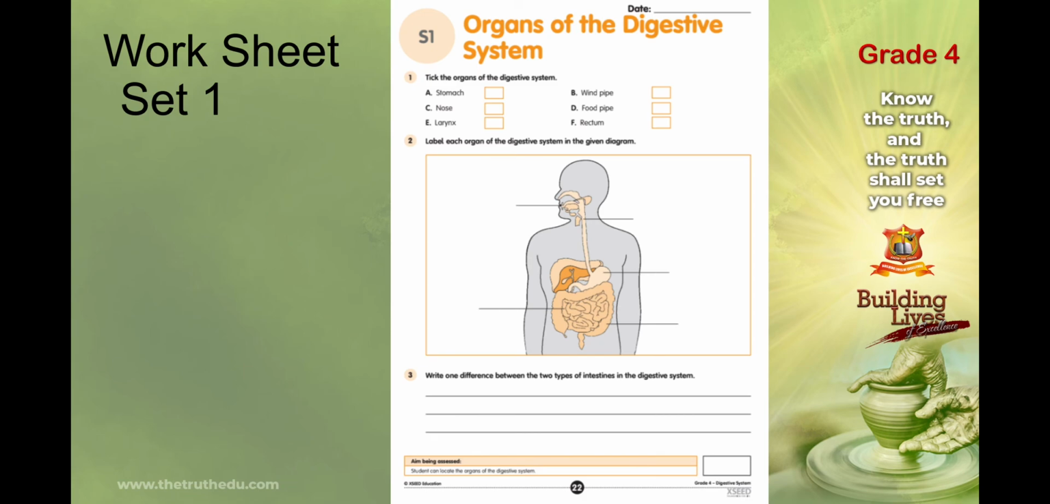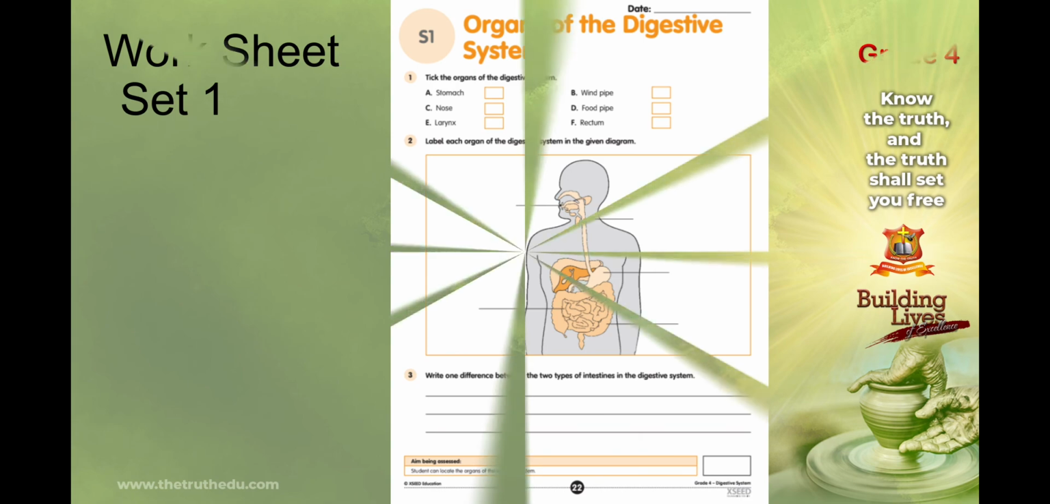So question number 3, write down one difference between the 2 types of intestines in the digestive system. What are the 2 types of the intestines in your digestive system? The small intestine and the large intestine. You need to write one difference. Okay, only one difference between the large and the small intestine.